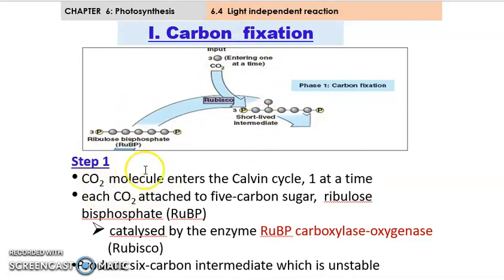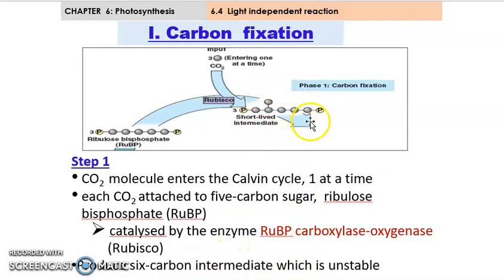What happens to the carbon dioxide? It will attach to a 5 carbon sugar, which in this case is ribulose bisphosphate or RuBP. Here you can see ribulose bisphosphate consists of 5 carbons, 1, 2, 3, 4, 5, and it will accept the carbon dioxide. The carbon dioxide attaches to the ribulose bisphosphate. This process is catalyzed by the enzyme RuBP carboxylase oxygenase, or Rubisco for short. It produces a 6 carbon intermediate which is unstable.